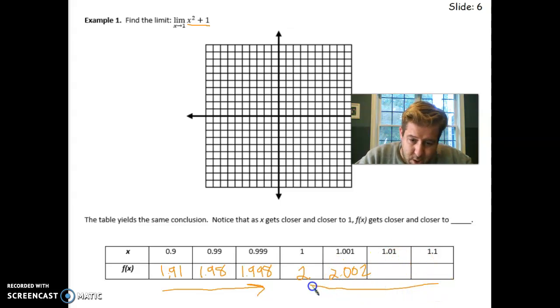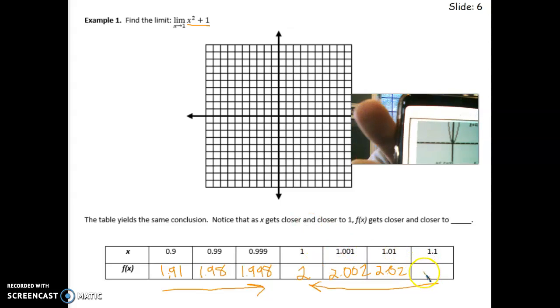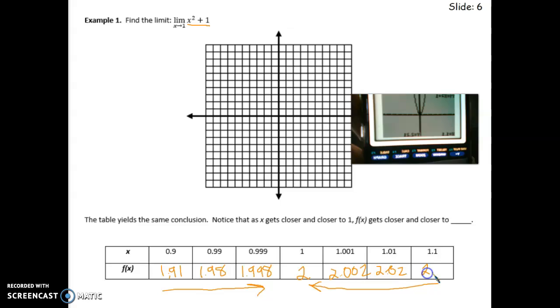The same thing's going to occur, only it's going to be backwards. So these numbers are also going to be approaching 2, meaning getting closer and closer. As I finish this out, 1.01 gives me 2.02, which is further away from 2. And one last one. If I put in 1.1, I get a value of 2.21. So once again, just so you can see what I'm doing, 2.21 is even further away from 2.